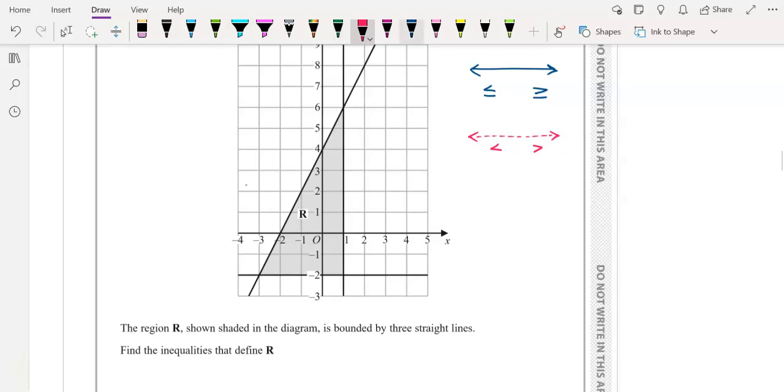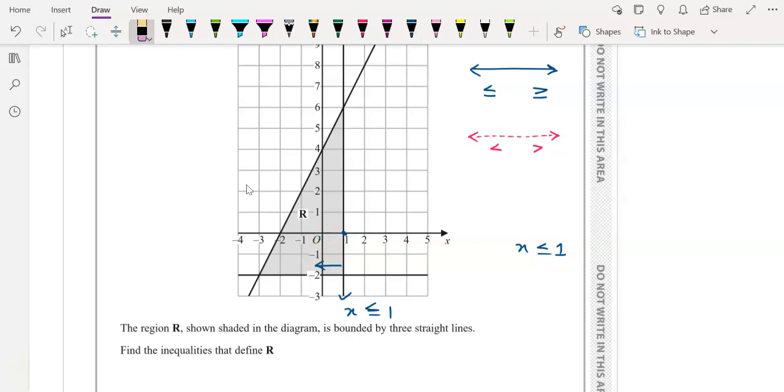So let's start with the vertical line. Now this line, which is going through x coordinate 1, the equation of this line is x equal to 1. Now, the left side of the graph is shaded. So for the left side, the inequality will be x is less than or equal to 1. So that gives you the first inequality.